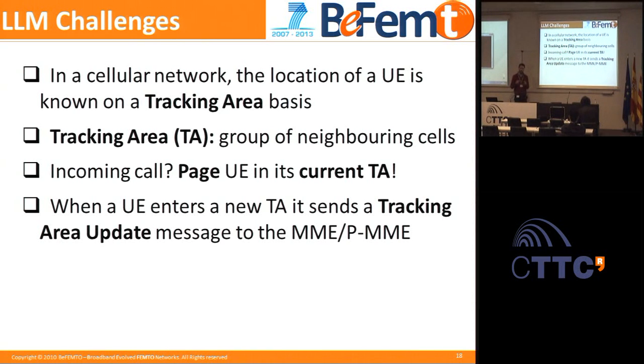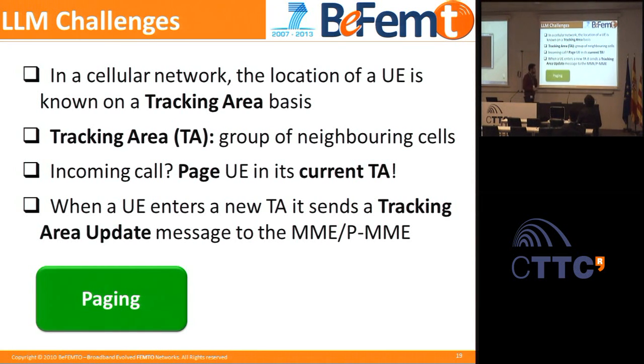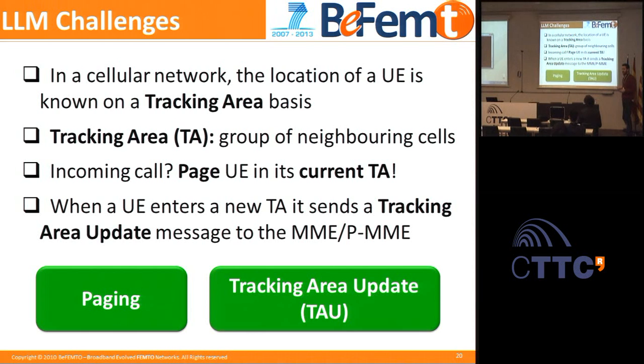That's what I mentioned before, that basically consists of a process by which the UE wakes up, accesses the network through random access channel, establishes a connection, exchanges some information with the network, basically this message, and goes back to sleep. So that's the tracking area. And these are the two main processes that are involved in location management, paging and tracking area update.